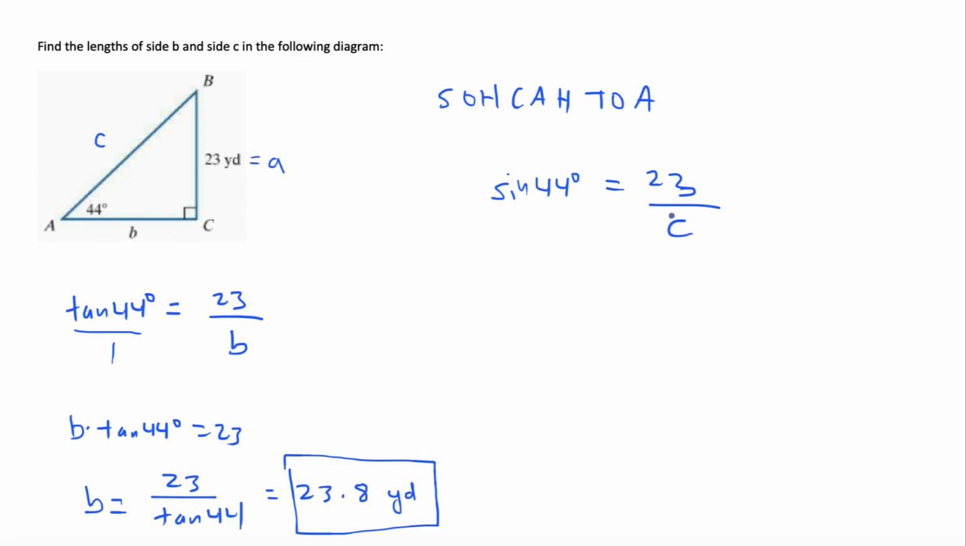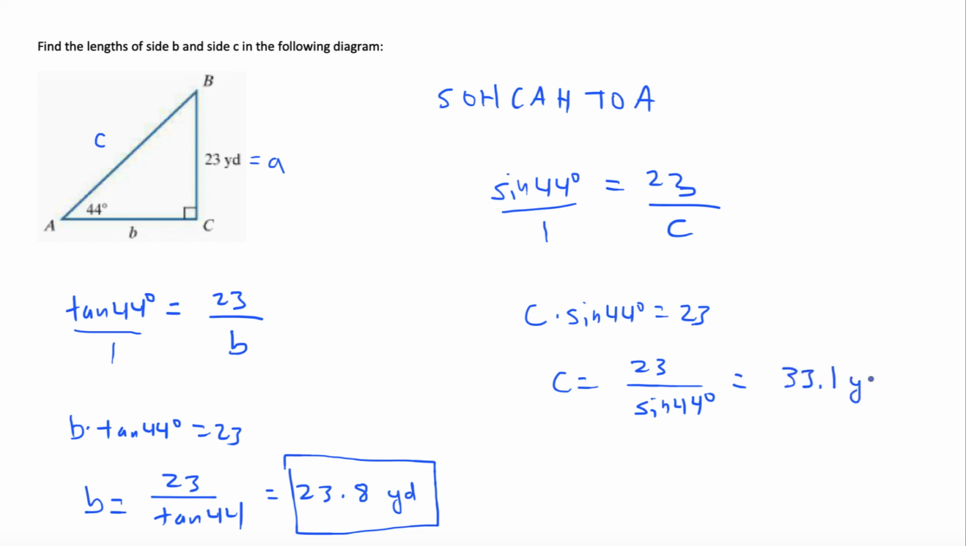And once again, we can use a little bit of algebra here to solve for C. We'll cross multiply this first. C times the sine of 44 degrees is equal to 23, and we'll divide it over. So C is going to be 23 divided by the sine of 44 degrees. Once again, using your calculators, and make sure your calculator is in degree mode. Okay, we get our answer here. In this case, we get 33.1. And once again, we'll round that to one decimal value.